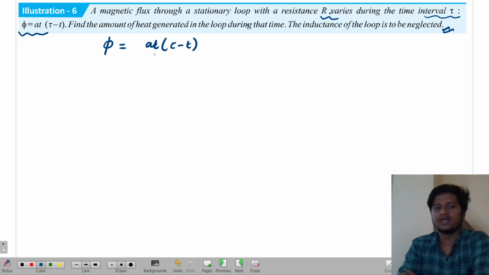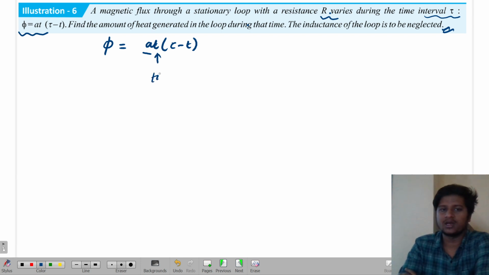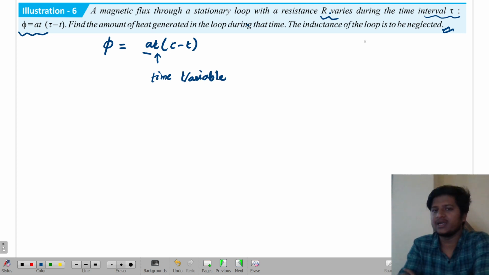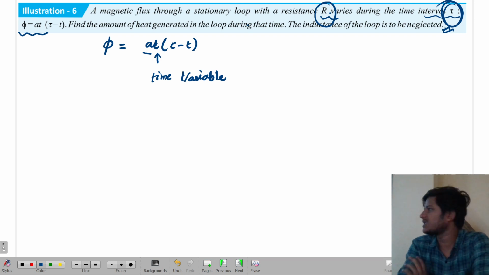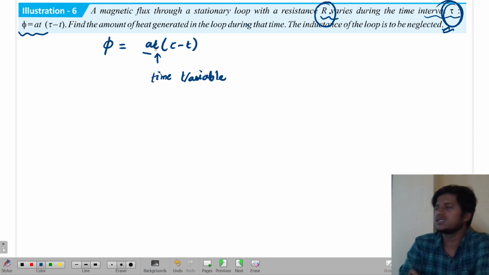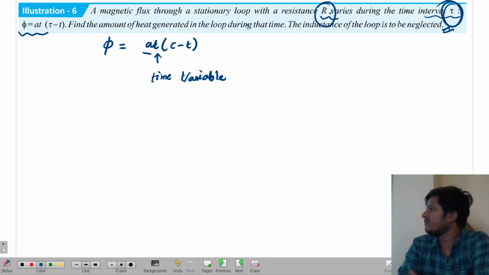Now look at the terms. A is a constant term. t is the time variable. Remember that, not tau. Tau is a fixed quantity. You have the magnetic flux for the resistance R during the time interval tau. Time interval means a fixed time interval, yes or no? So tau is a fixed quantity, a is a fixed quantity, and small t is your variable quantity.